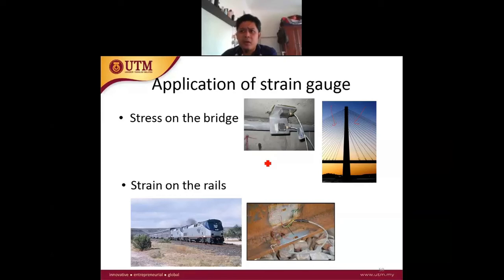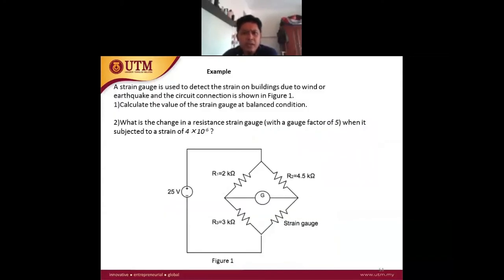Also, strain gauge is applied on the train rails, to check the lateral or the vertical part of the rails. They need to check whether it is still good, and still can withstand the heavy load of the train or the locomotive. So this is an example.